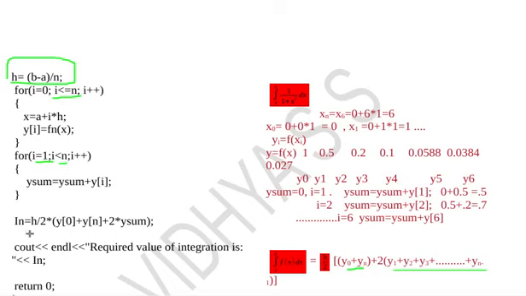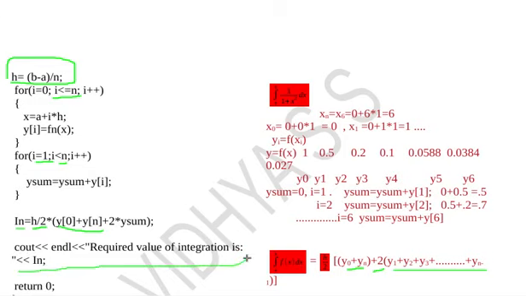Then the integral will be equal to, in is the variable I am using here to store the result. In is equal to h by 2 into y0 plus yn, that is y of 0 plus yn, plus 2 into the sum of all other terms that we have found out and stored in y sum. So 2 into y sum. So this variable in will contain the result. The required value of integration is in.